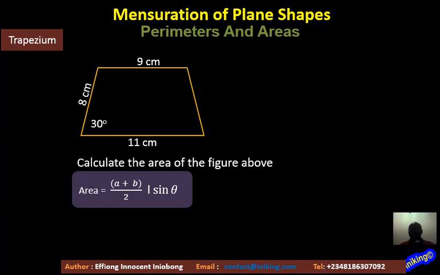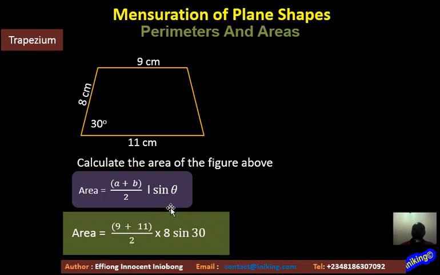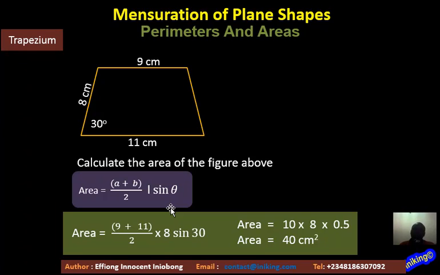Okay, let's put this in print form. That's it there. In place of the height, what do we have? We have L sine theta. That's in place of the height. And that's it. 8 sine 30 to replace the height. A and B is 9 plus 11. And then we progress. 10 times 8 times 0.5. 10 is obtained from 9 plus 11, which is 20 divided by 2. That's how we get the 10. And then we have our final answer as 40 centimeter square.